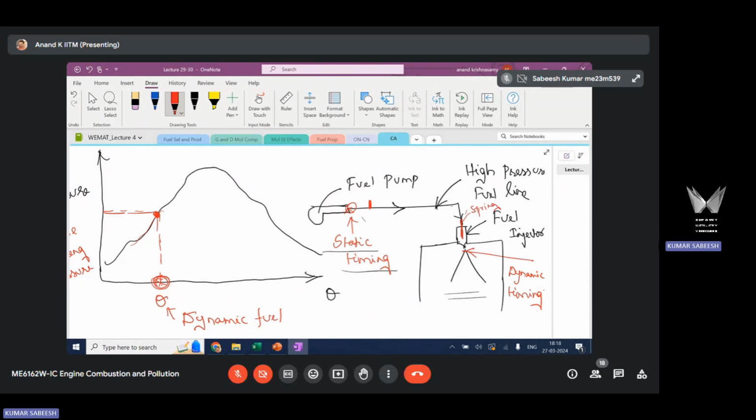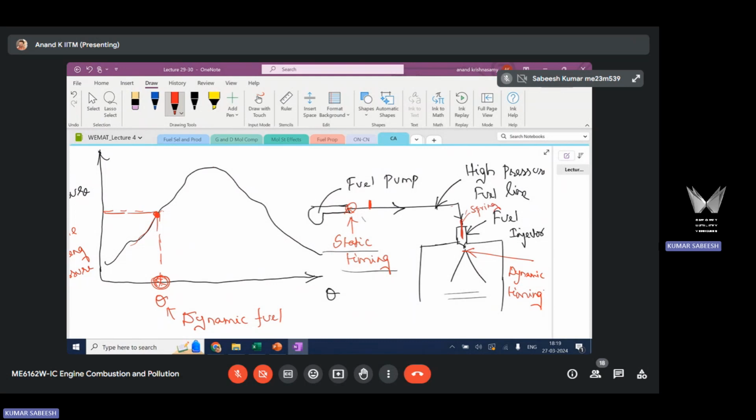In a CRDI or electronic system, you control the needle lift by energizing the solenoid. By powering the solenoid through an external circuit, you are precisely controlling needle lift in an electronic system. This is not the case with a mechanical system. Whenever the fuel pressure overcomes the spring force, the needle is going to get lifted. So it's a mechanical actuation system.